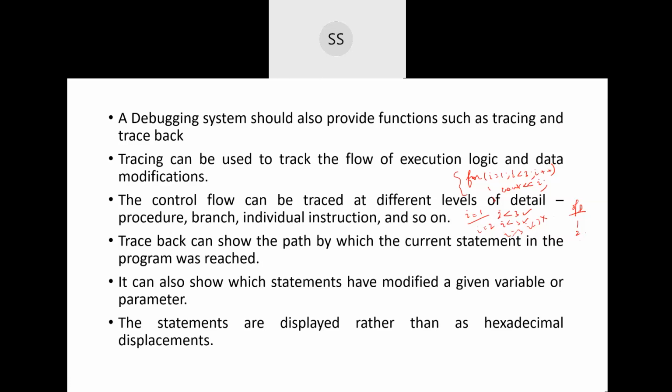So I've been tracking the flow of my execution logic, and when I compare this with the output that I want, if it is not correct, what I do is I'll perform modification within my for loop itself. So that is what you understand by tracing.